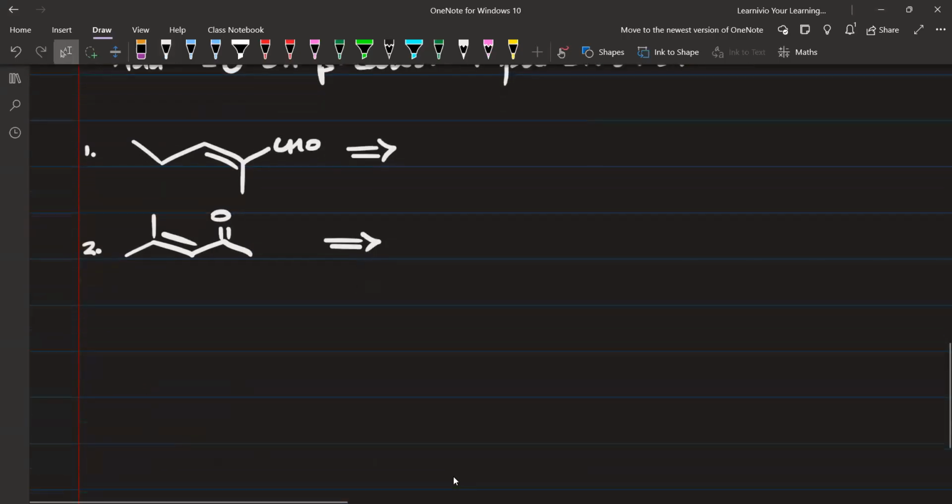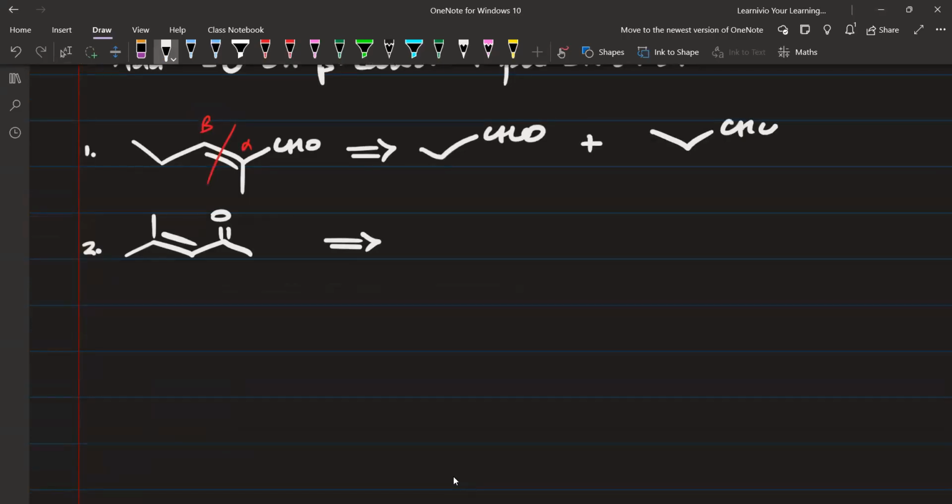So basically, the first question we are going to take: identify the alpha carbon and the beta carbon. Alpha, beta, we will break. 3 carbon atoms and CHO, plus here also 1, 2, 3 carbon atoms and CHO. If you break, the beta carbon will get oxygen and this alpha will get 2 hydrogen. So as oxygen is added, it will become acetone. This is also acetone.